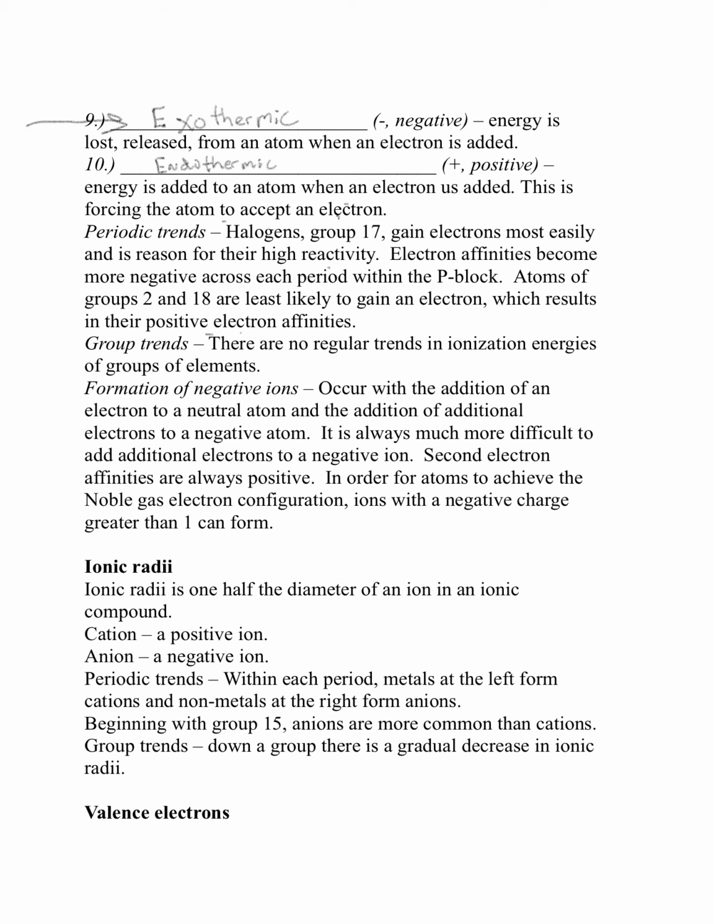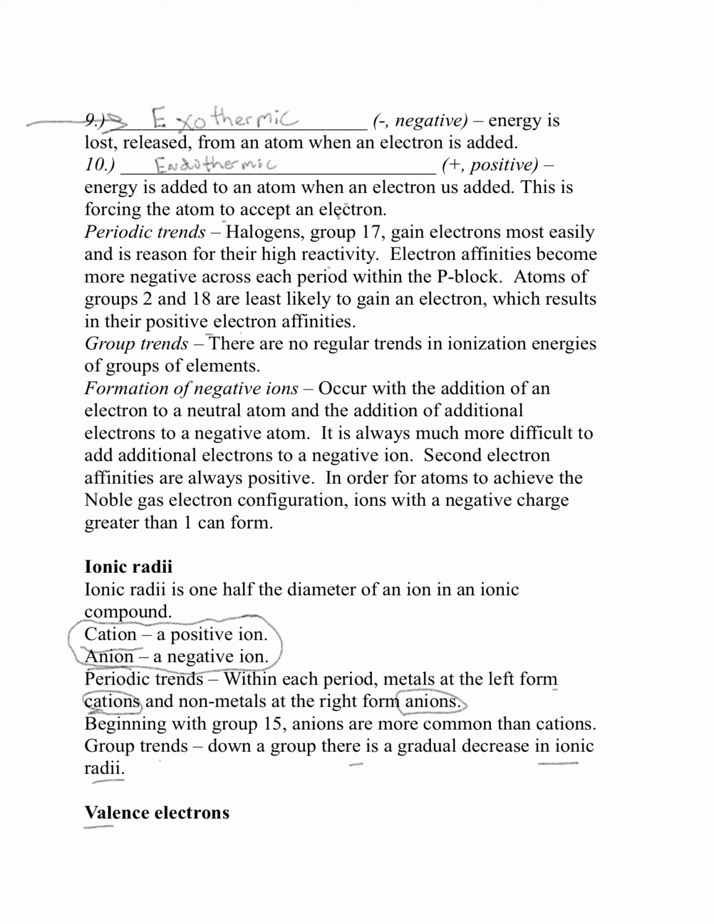Ionic radii. Ionic radius is half the diameter of the ion in an ionic compound. A cation is a positive ion. An anion is a negative ion. Periodic trends: within each period, metals at the left form cations, and nonmetals on the right form anions. Beginning with group 15, anions are more common than cations. Group trends: down a group there's a gradual decrease in ionic radii.